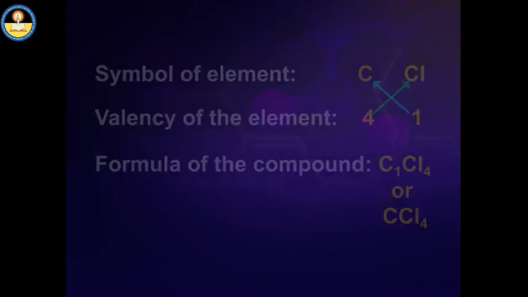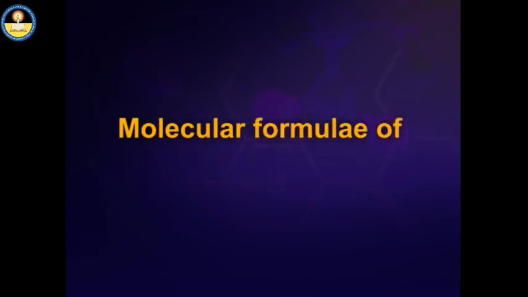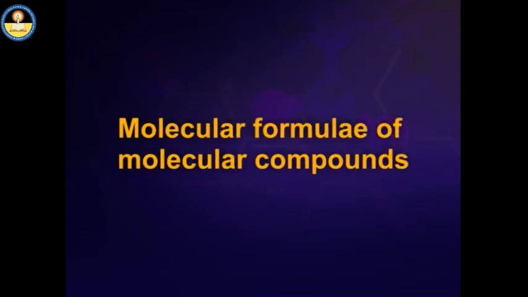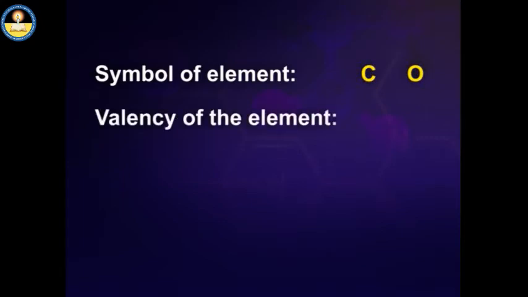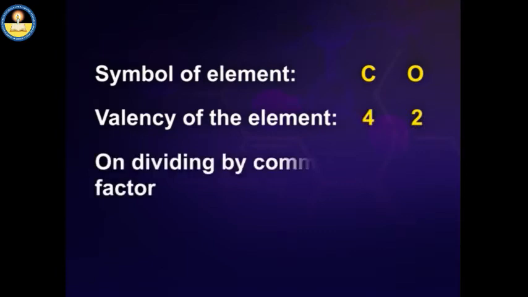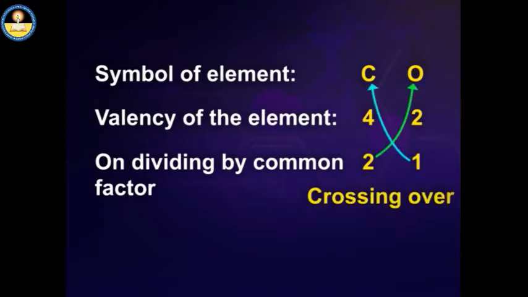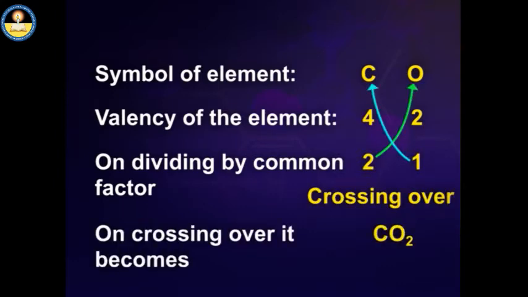Let us discuss a few more examples of writing molecular formulae of molecular compounds. Symbol of element C and O. Valency of the element 4 and 2. On dividing by common factor 2 and 1. Crossing over. On crossing over, we get CO2.